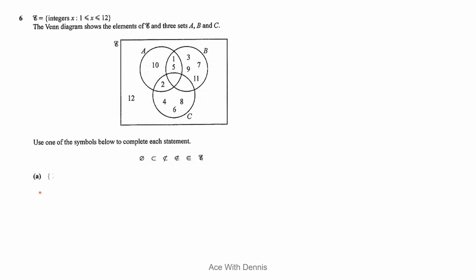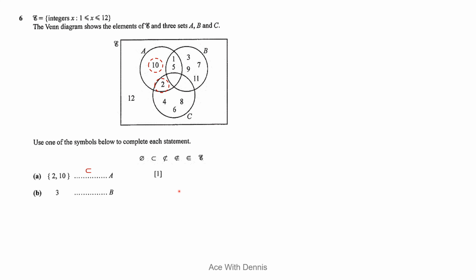Okay, so question A. The set with elements 2 and 10 is what for set A? 1 mark. Let's study the Venn diagram here. We have 2 and 10. So 2 is here and 10 is here. So these two numbers are inside set A. Hence, this set is the proper subset of set A.